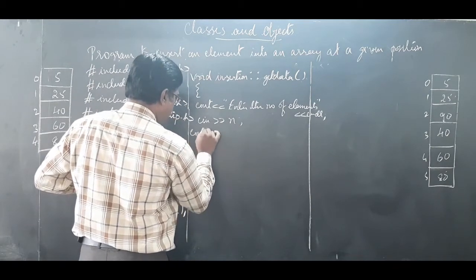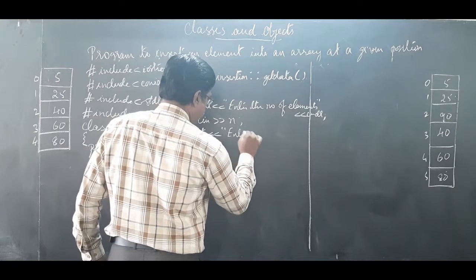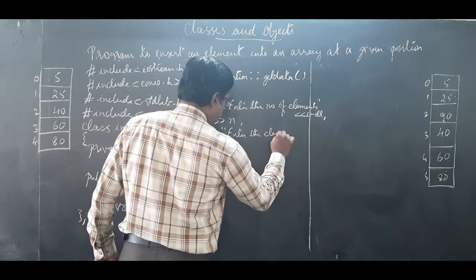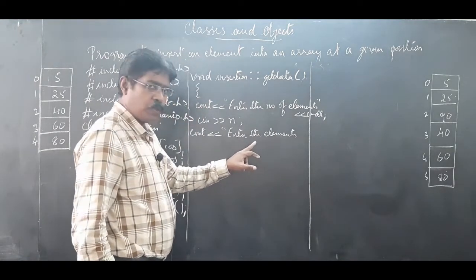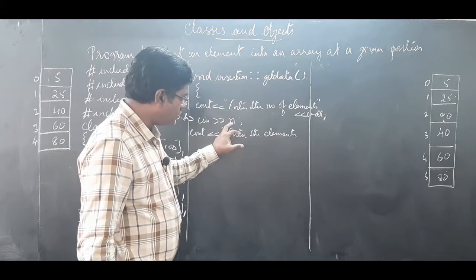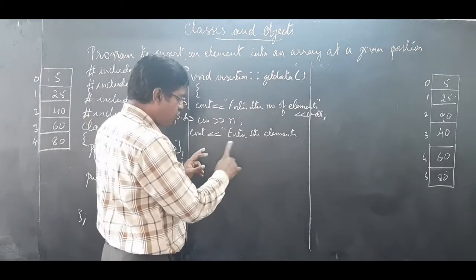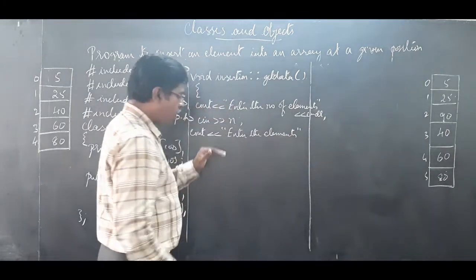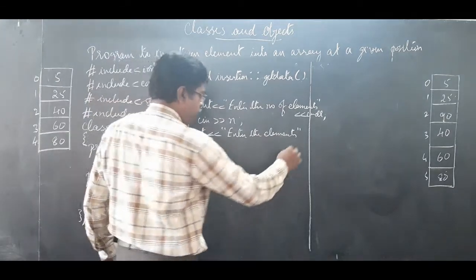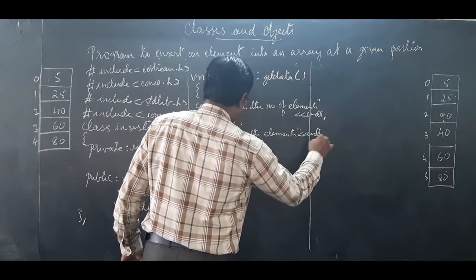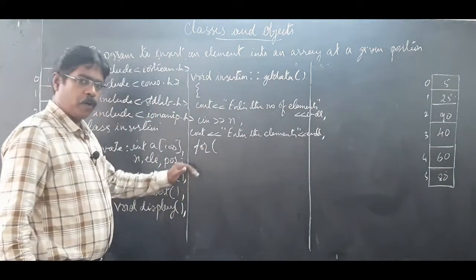Then we want to consider now those n elements. So enter the elements, or you can say enter the n elements. You can use the operator there, then whatever the n's value can be printed, but because of space constraint, I'm writing n elements. That means n elements we are going to enter into the array. N done.